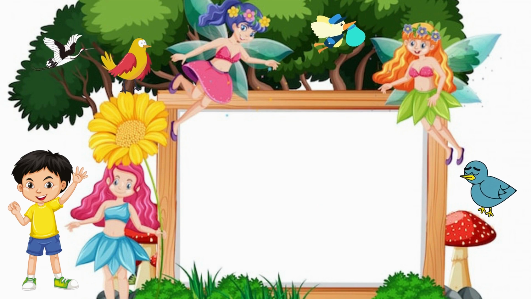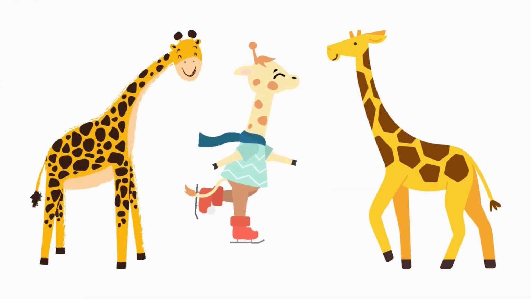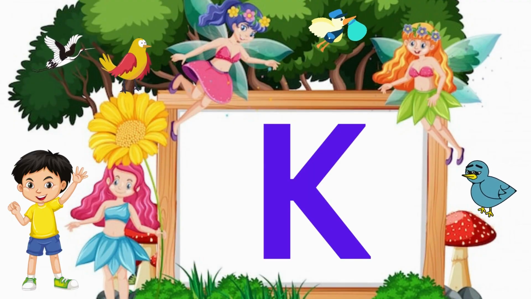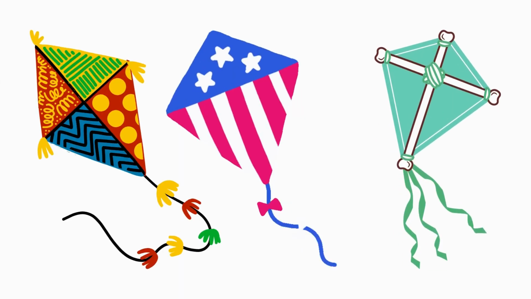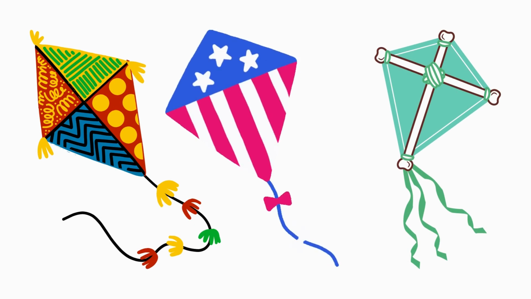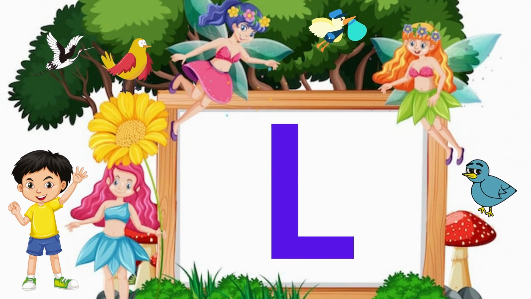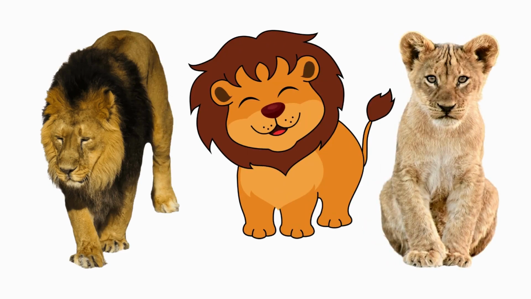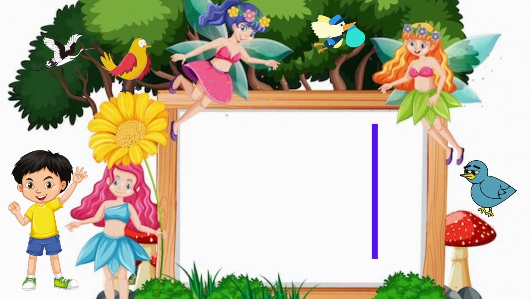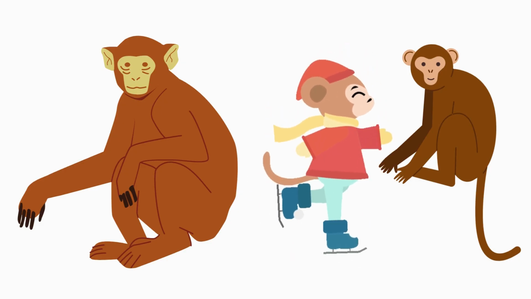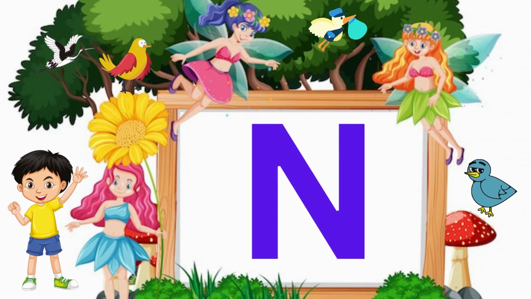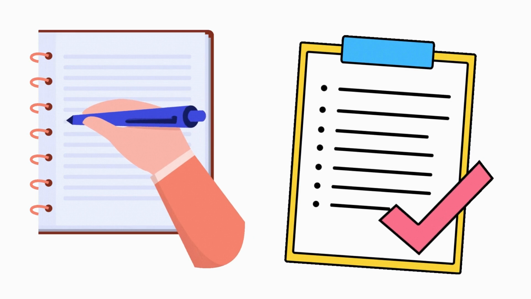J. J for giraffe. K. K for kite. L. L for lion. M. M for monkey. N. N for notes.